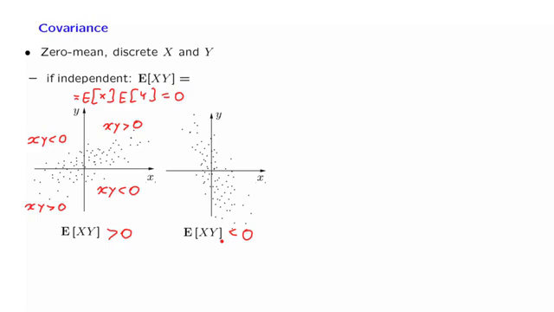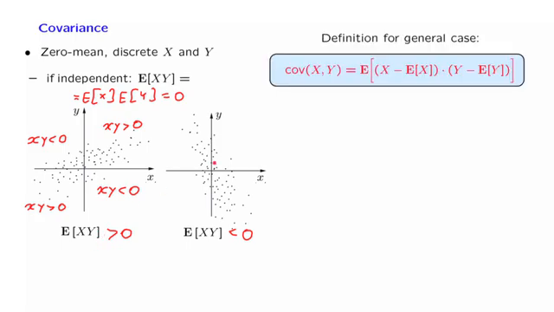This quantity, the expected value of X times Y, tells us whether X and Y tend to move in the same or in opposite directions. And this quantity is what we call the covariance in the zero mean case. Let us now generalize. The random variables do not have to be discrete. This quantity is well defined for any kind of random variables. And if we have non-zero means, the covariance is defined by this expression.